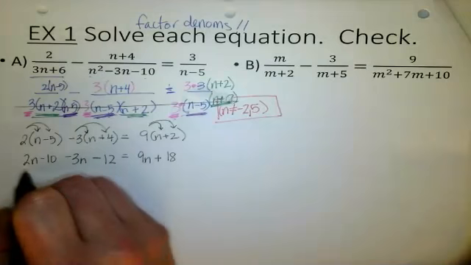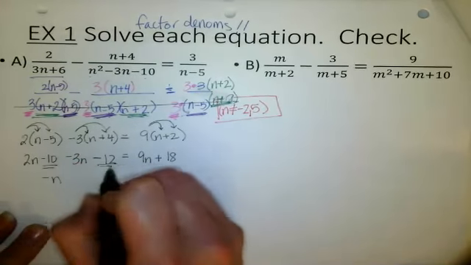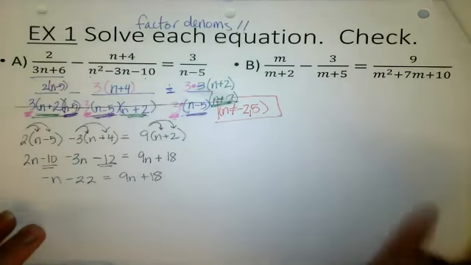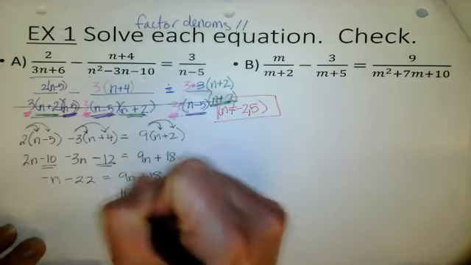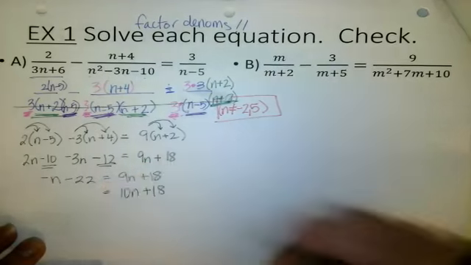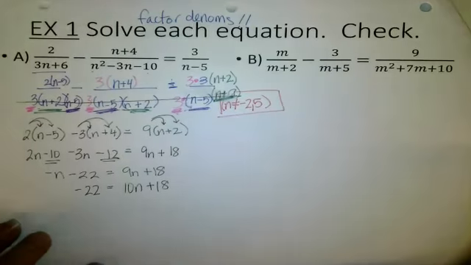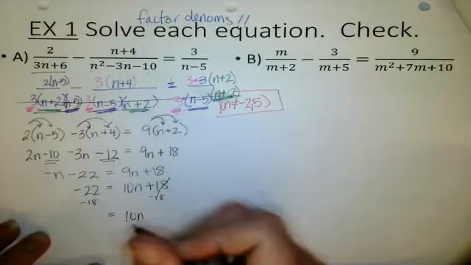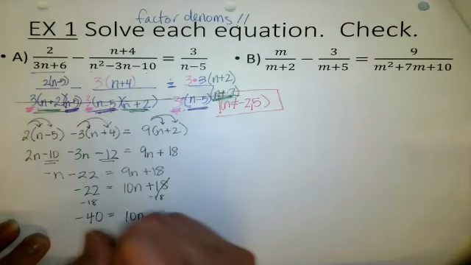And now I'm going to combine like terms. 2n minus 3n is -n. -10 and a -12 is a -22. Equals 9n plus 18. I'm going to go ahead and add the n. So I'm going to get 10 n's plus 18. And I'm going to go ahead and subtract 18, which I can't do in my head, evidently. 30, 40, -40. And so n equals -4.